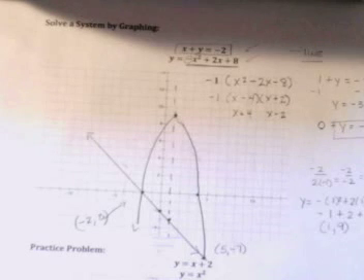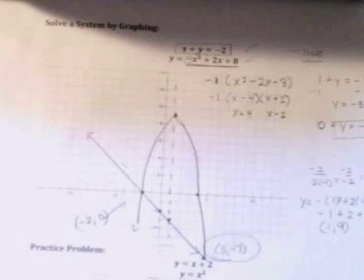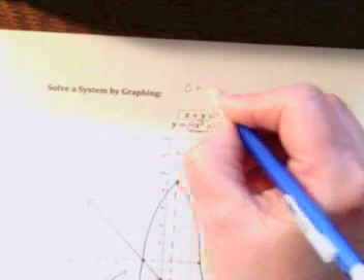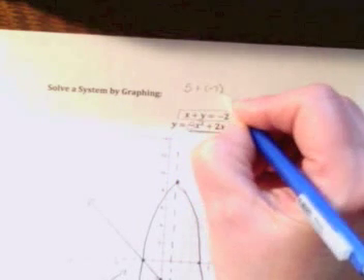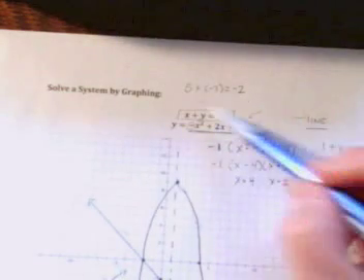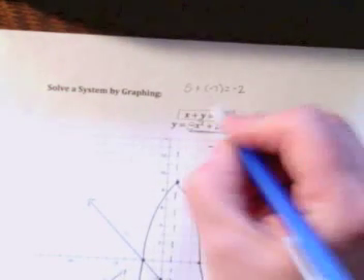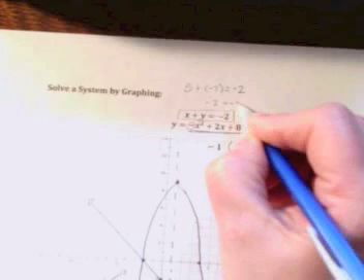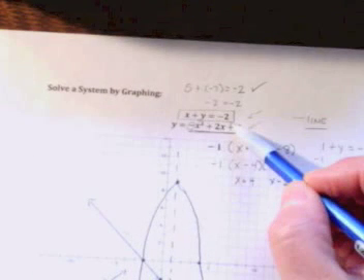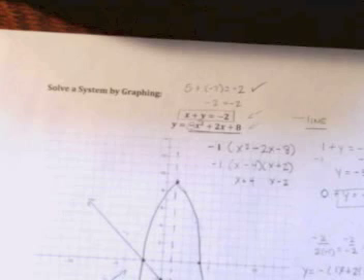And I need to check it in both equations. So I'm going to take this (5, -7), and I'm going to go up to the linear equation and plug in 5 for x, and I'm going to plug in -7 for y. And when I make those substitutions, I notice that I get -2 equals -2. So that tells me that this point is definitely on my line. Now I need to know that the point is definitely on my parabola.